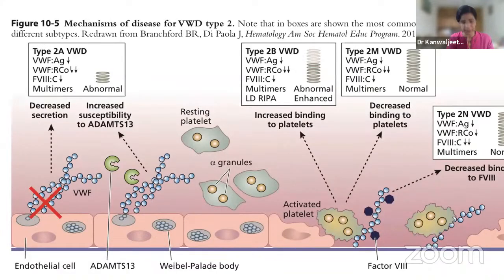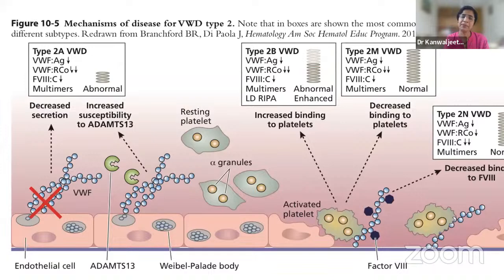Next is the functional defect in von Willebrand factor. There are two functions of von Willebrand factor. First is binding to factor 8. When there is decreased binding to factor 8, the factor 8 is not bound, it is just hanging there. So factor 8 antigen will be reduced, activity will be correspondingly reduced, but factor 8 levels will be further low, something like the carrier state of hemophilia. So this is important to know. It may mimic mild hemophilia.